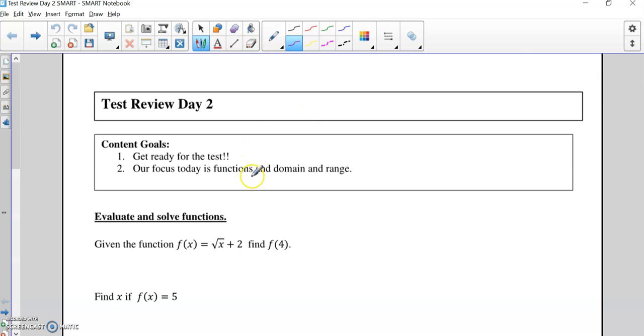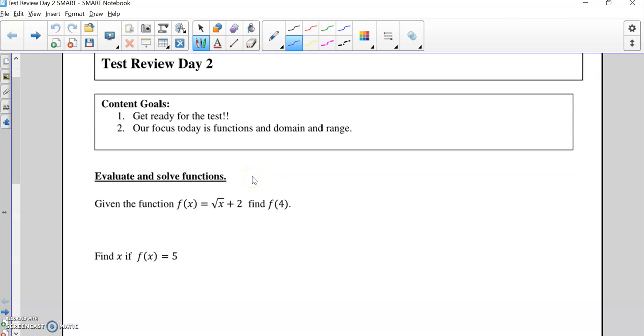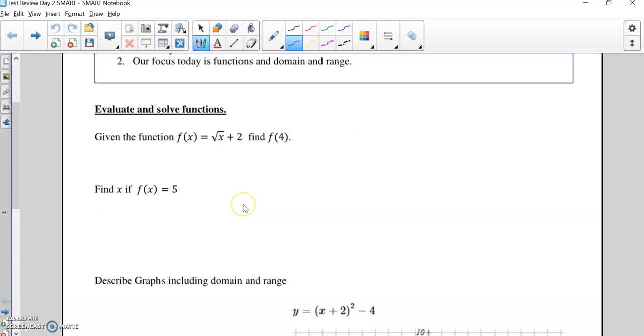So today we are going to focus on getting ready for the test, and yesterday we talked all about solving equations, and so today we're going to focus on functions and then domain and range. So for the starting point here, we are going to evaluate and solve functions.